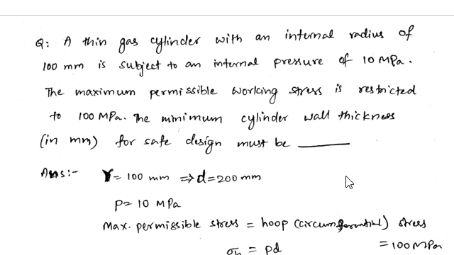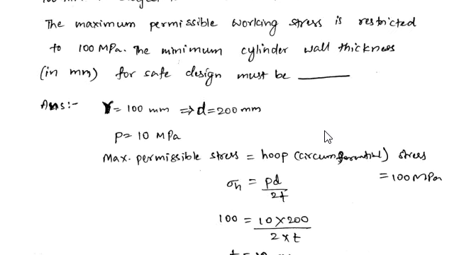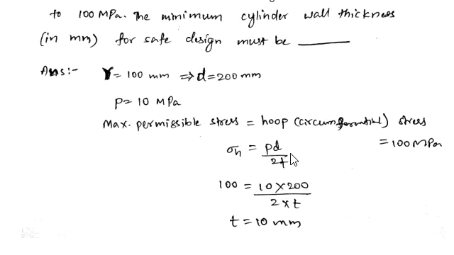So when you take 100 megapascals as sigma h, and equate that to PD by 2T, that is the circumferential or hoop stress, we will get the minimum acceptable thickness for the wall shell. So we are taking sigma h as PD by 2T, sigma h is 100 megapascals, P is 10 megapascal, diameter is 200 mm, and the thickness we have to find out. So when you simplify that, we are getting thickness as 10 mm.